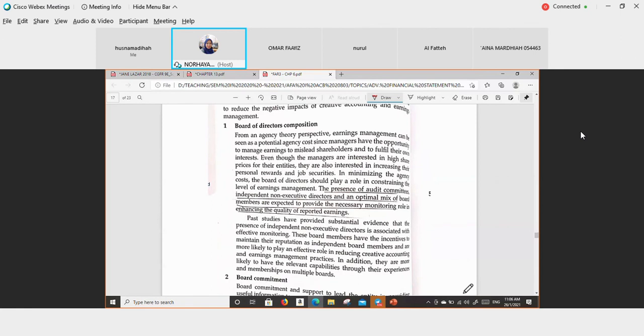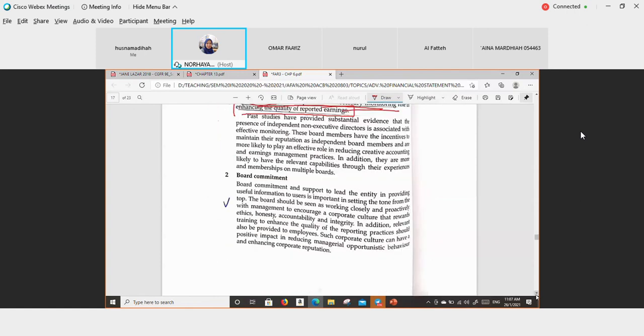Okay, pertama ialah through board of directors punya composition. Dia boleh the presence in the board of directors, there is a presence of audit committee, independent non-executive director, maksudnya executive daripada outside party lah, an optimal mix of the board directors, okay, expect to provide necessary monitoring role in enhancing the quality of reported earnings. So board of composition tu dia mesti balance lah. Okay, ada yang non-independent, non-executive directors juga. Non-executive director maksudnya director yang bukan eksekutif. Okay?